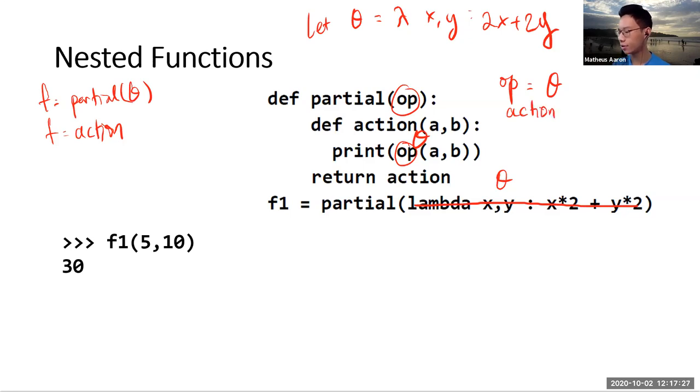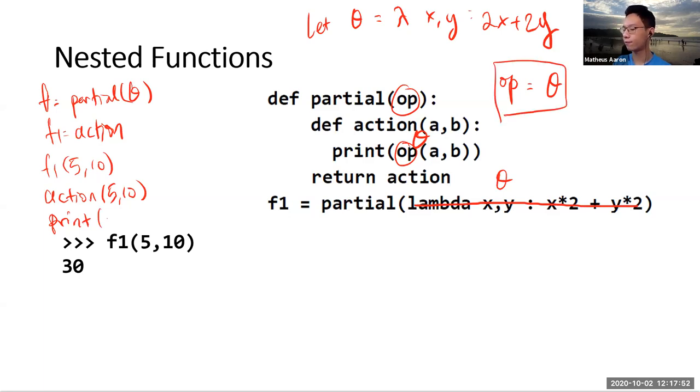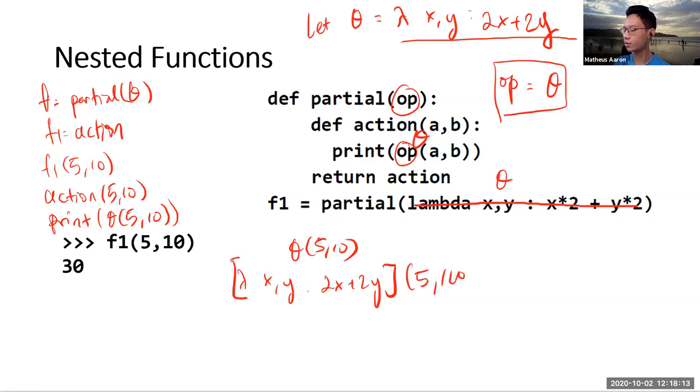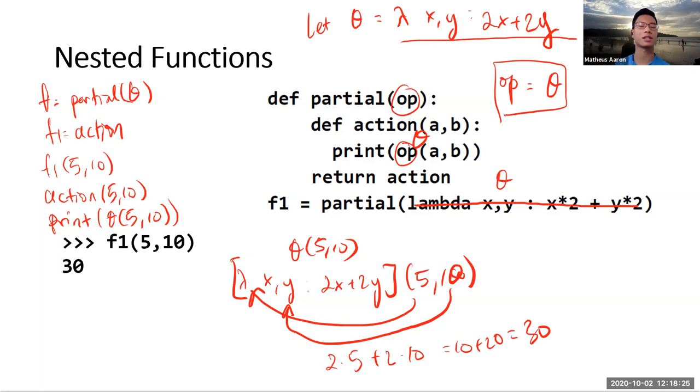yeah, okay. So when we actually try to break this down, F1 of 5, 10, right? F1, 5, 10. It will return us this modified action. And what action does is it prints op, which in this case is theta 5 10. And theta 5 10, remember theta is this function over here. So theta 5 10 is lambda x y, 2x plus 2y, with 5 and 10. Insert the value of x and y inside, and we'll get 2 times 5 plus 2 times 10, 10 plus 20, which is 30, as expected.